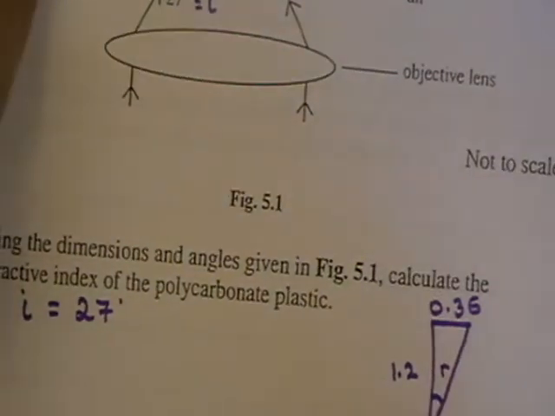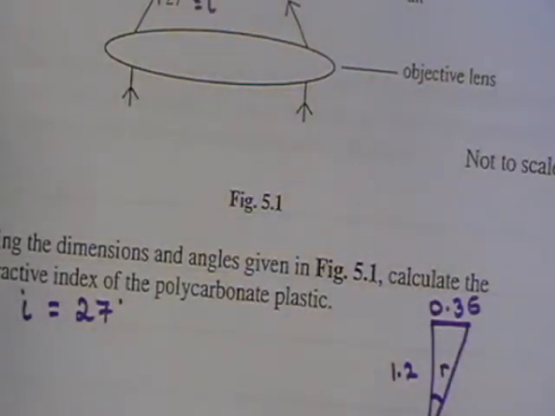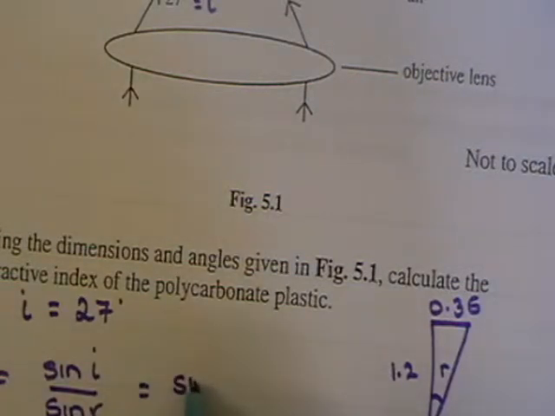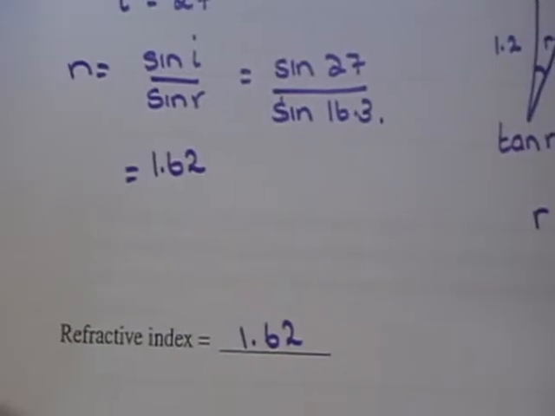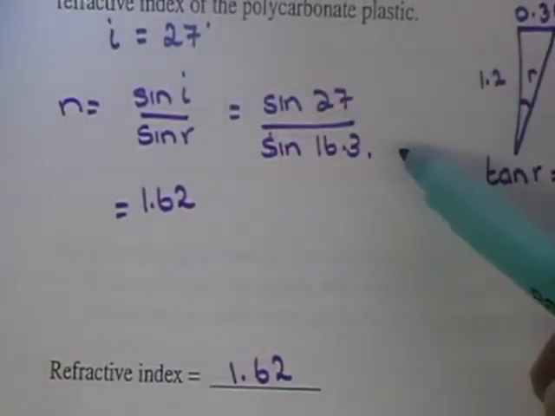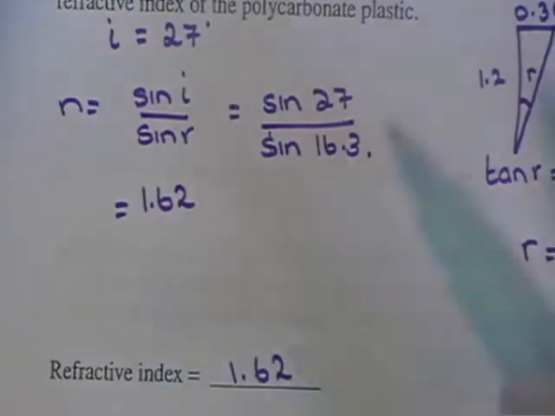So therefore, if you calculate the angle, we find the tan of R, and that's equal to 0.35 over 1.2. R comes out to be 16.3 degrees. So n is equal to sine i over sine R, which is equal to the sine of 27 over the sine of 16.3. And that gives you an answer of 1.62, the refractive index. So it's the sine of 27 over the sine of 16.3, and that gives you 1.62, and that's your answer.